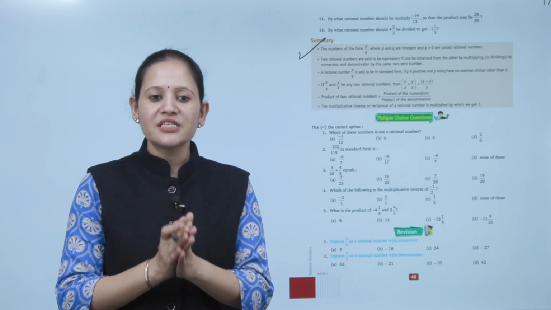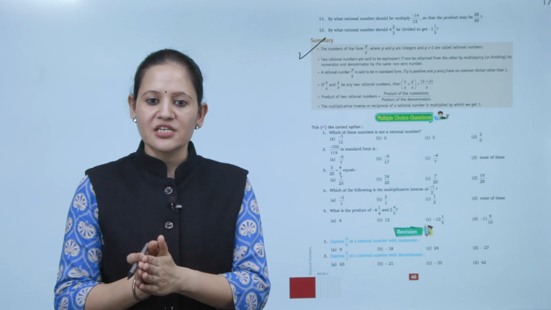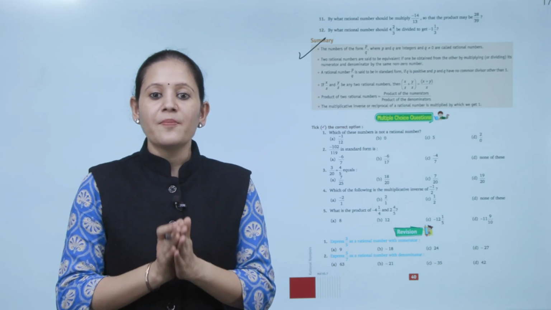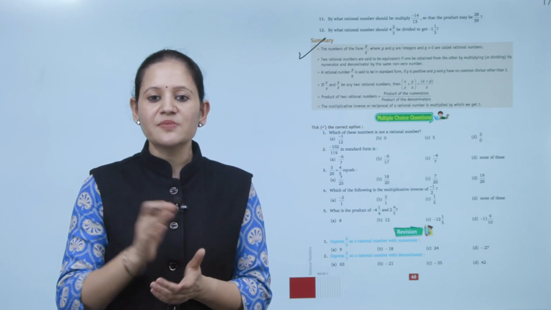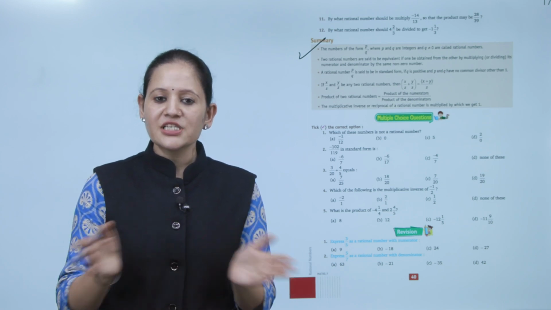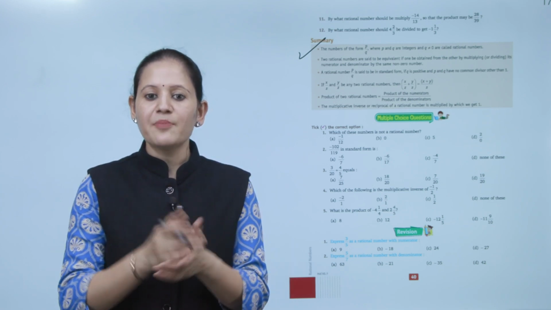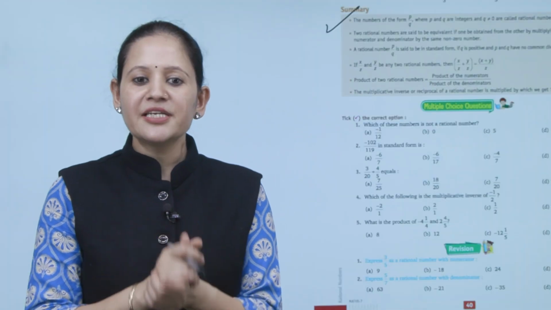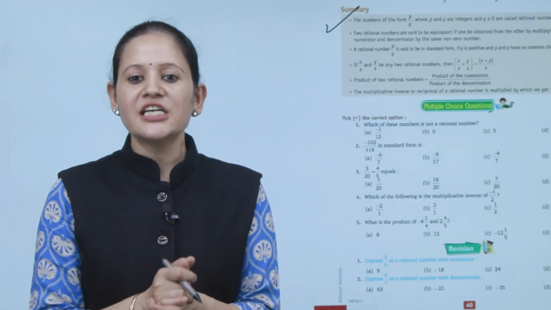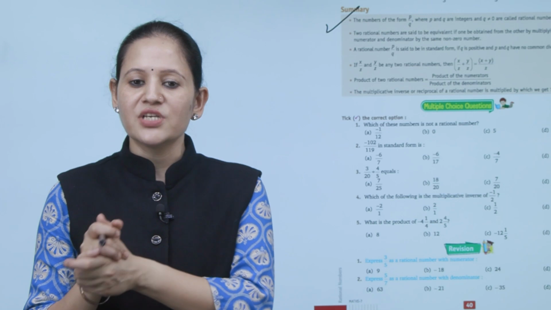If x upon z and y upon z are any two rational numbers, then x upon z plus y upon z is equal to x plus y upon z. The product of two rational numbers is equal to the product of numerators upon the product of denominators. The multiplicative inverse or reciprocal of a rational number is the number by which it is multiplied to get 1.